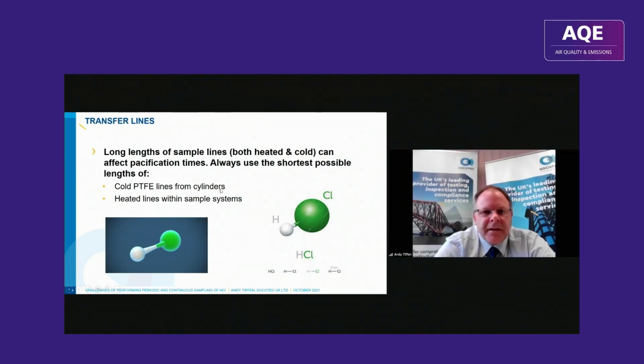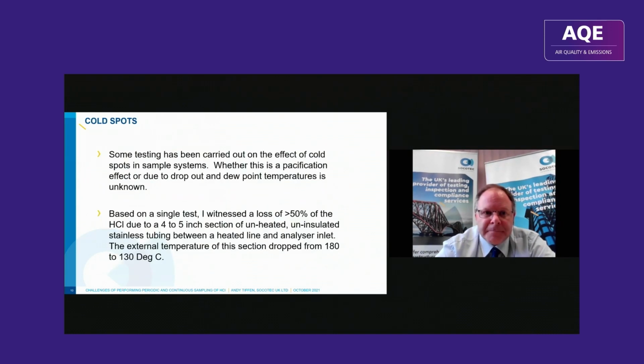The other thing to consider is the length of the sample lines that are used. Obviously, the longer the sample line, the more material there is there to be passivated. So keeping heated sample lines as short as possible will improve the time that it takes to get a stable response through to the analyzer, but also worth considering any other lines that are in use as well. So if you're using cold lines to run your gases from your cylinder to where your test point is, the shorter those lines are, the less HCl loss there will be along the way. The more reliable the result is and the faster the passivation of the system should be.